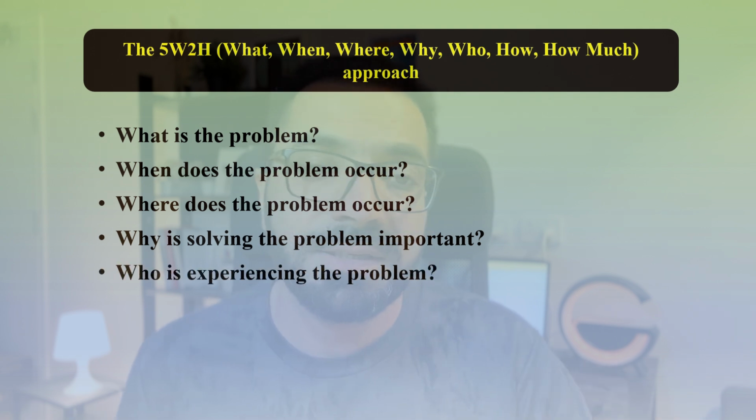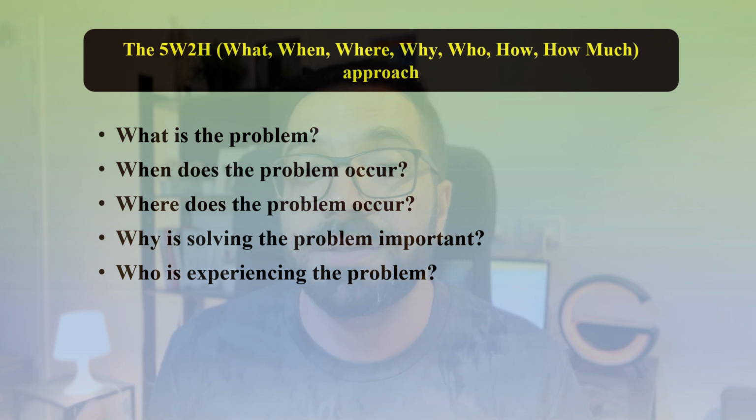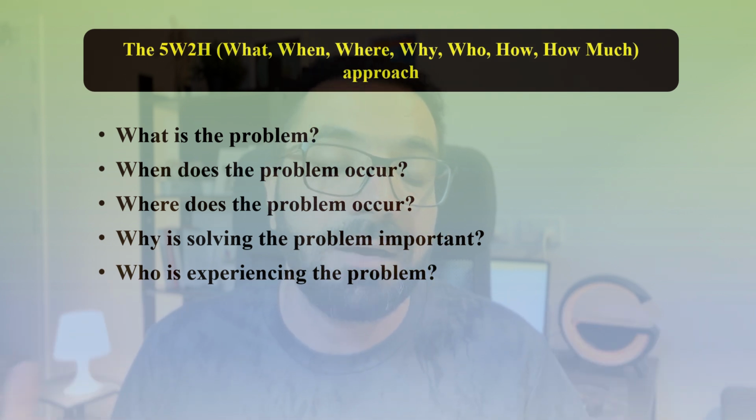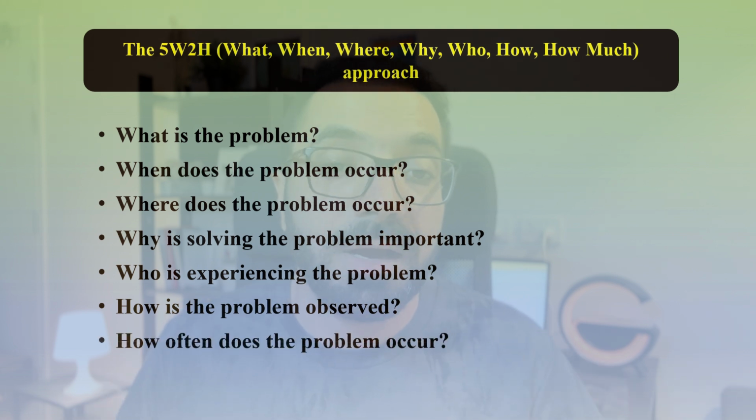Who is experiencing the problem? Identify the individuals, groups, or organizations affected. This helps clarify who is impacted and the extent of the problem. How is the problem observed? Look at the symptoms and manifestations of the issue. How often does the problem occur? Quantify the frequency, error rate, magnitude, or trend to better understand the scope and urgency.